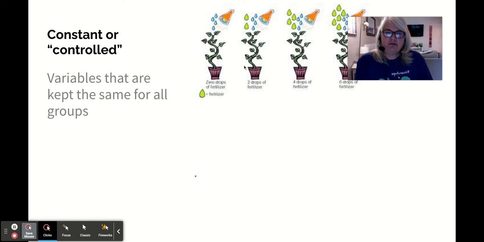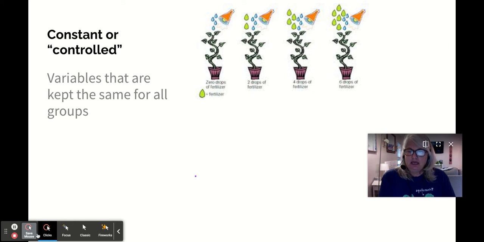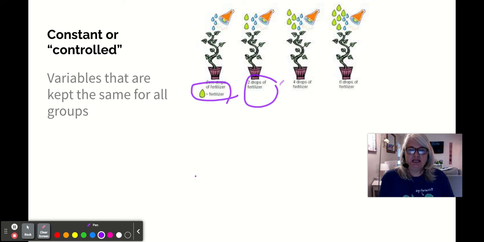And so think about our plant example, okay? We changed the amount of fertilizer, if you remember. Okay, so we changed how much fertilizer each plant was getting. But there are some things that still could affect plant growth, and we want to keep those the same for every group so that they don't affect the outcome. I want you to pause, kind of think about some things, and then come on back.